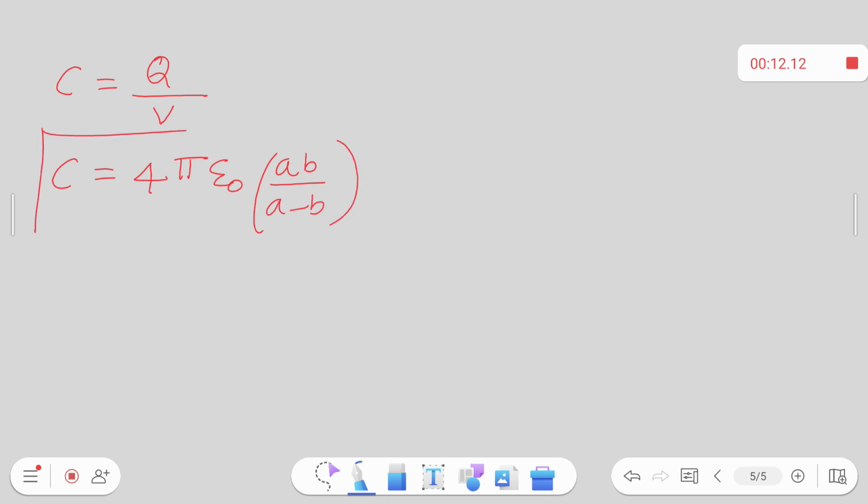Now we know the formula, the capacitance can be calculated by the formula Q by V. So we know Q, just substitute Q, and we know V. If I substitute Q and V, my answer will be C is equal to 4 pi epsilon naught into ab by a minus b. So this is my capacitance of a spherical capacitor. By using Laplace equation, we have derived the capacitance of a spherical capacitor.